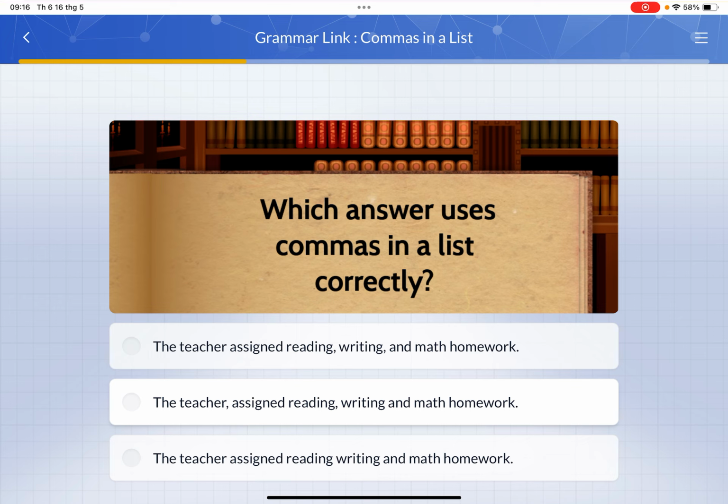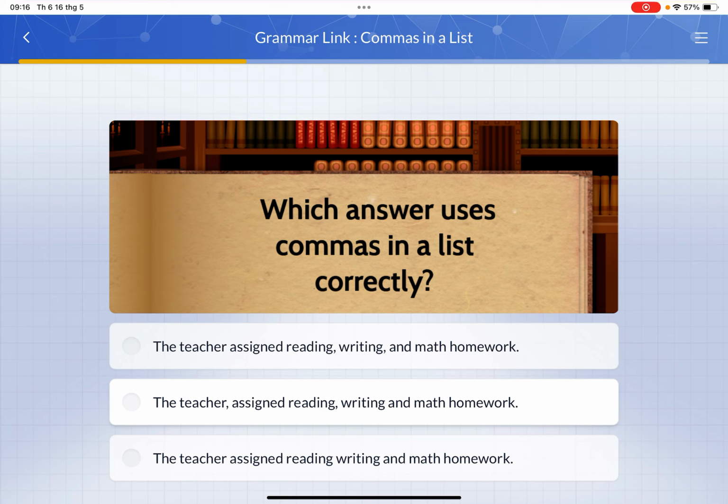But what about the second and third? Well, the second has a comma after the teacher, which means the teacher assigned reading and writing are in a list of series, but they do not belong in one, because as you know, the teacher assigned something, and then we have reading, writing, and math homework. Only that. They do not list out people, so we cannot have the teacher in a list, and we do not have any verbs, so assigned cannot be in a list. So the second choice would be incorrect.